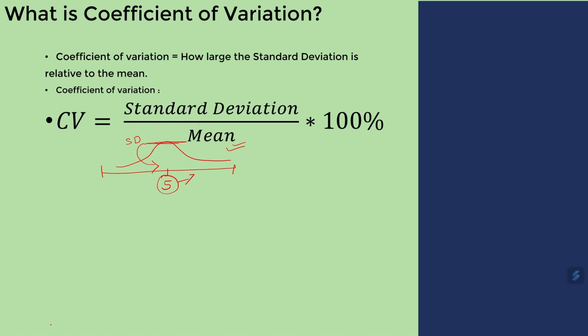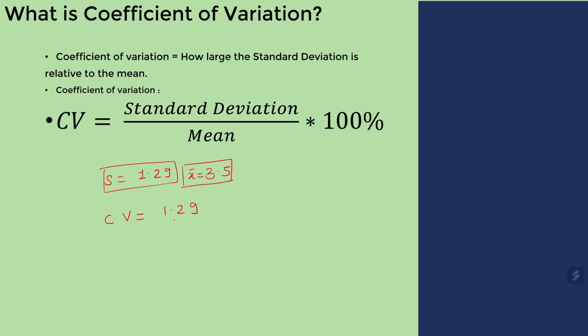So in our previous example, our standard deviation was around 1.29 and the mean was around 3.5. So our coefficient of variation is going to be 1.29 divided by 3.5 times 100. So in this case, our coefficient of variation is 36.85%.